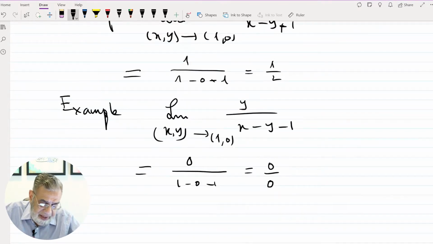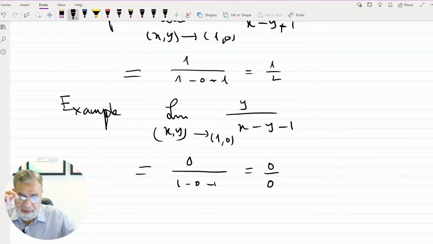So what lesson do I get here? It means, as above, there is something making it 0 over 0. I need simplification to find whether the limit exists or does not exist. So I need to do some more work to get this. So in this case, as we have seen, sometimes the limit exists, sometimes the limit does not exist.